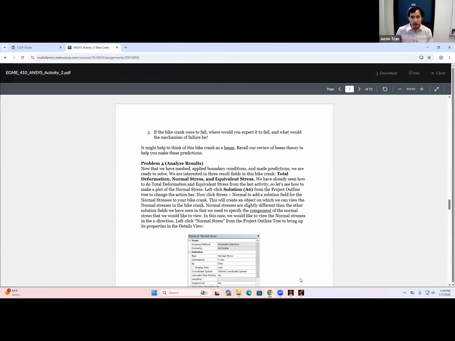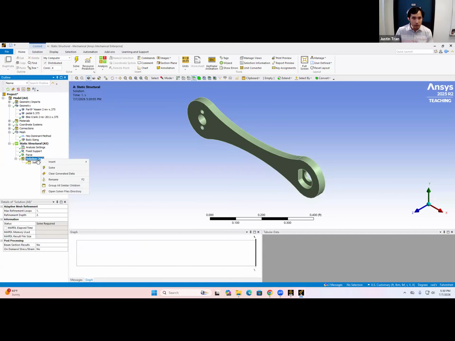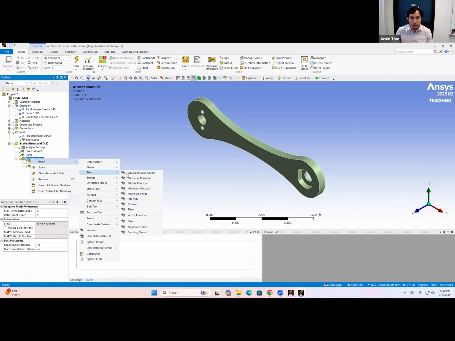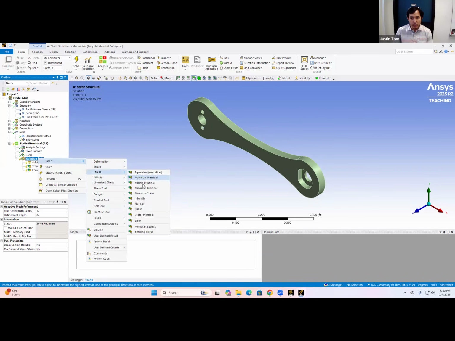Okay, so next we're going to look at our simulation results, and we need to specify our outputs. For this simulation, we have 3 outputs that we're going to look at: the deformation, the normal stress, and the equivalent stress. So let's add all of those in. I'm going to right click on solution A6. We're going to add the total deformation, the equivalent stress, and then let's also add the normal stress as well.